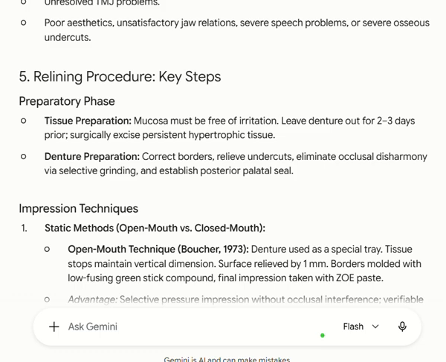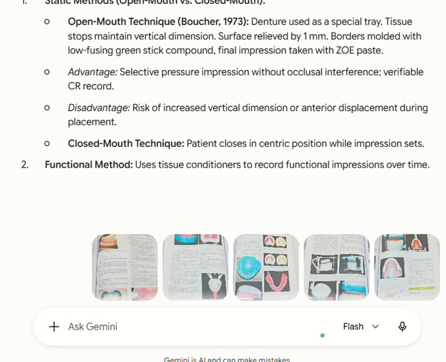Open mouth technique, Boucher, 1973. Denture used as a special tray. Tissue stops maintain vertical dimension. Surface relieved by 1 mm. Borders molded with low fusing green stick compound, final impression taken with ZOE paste.